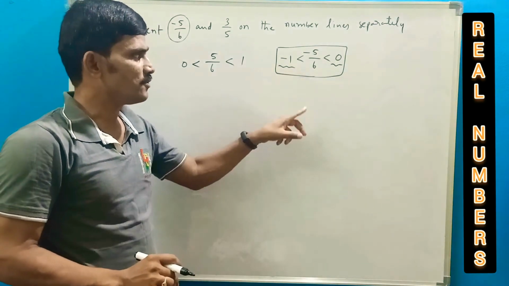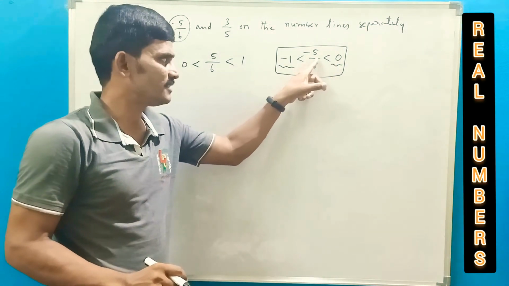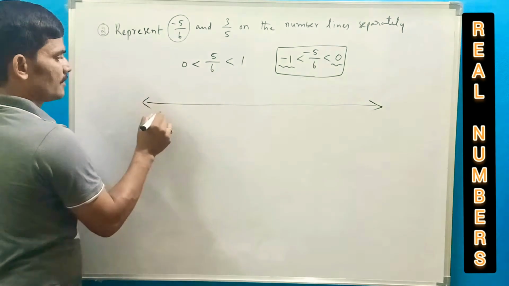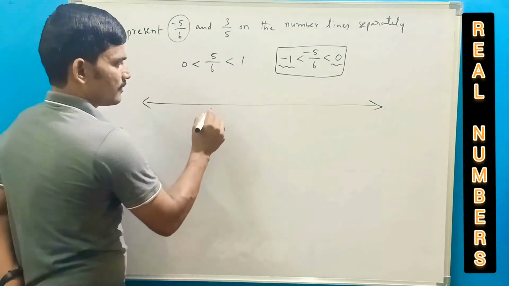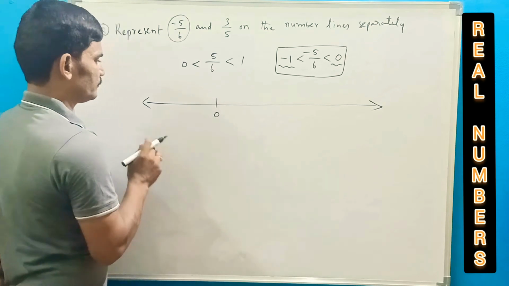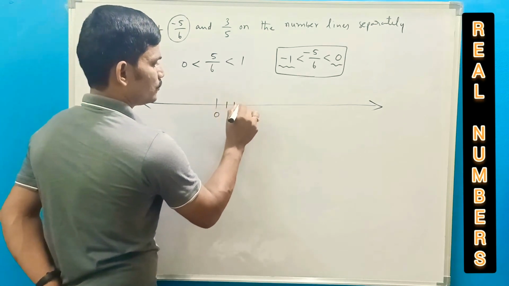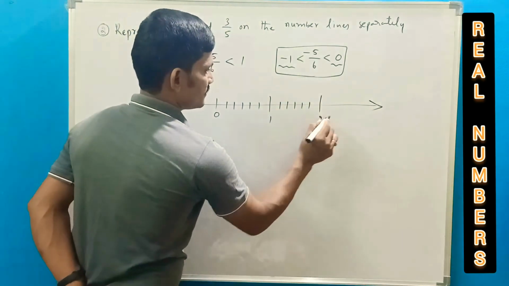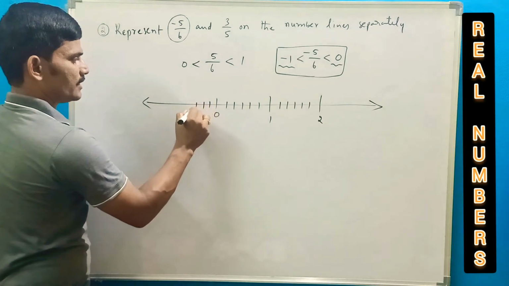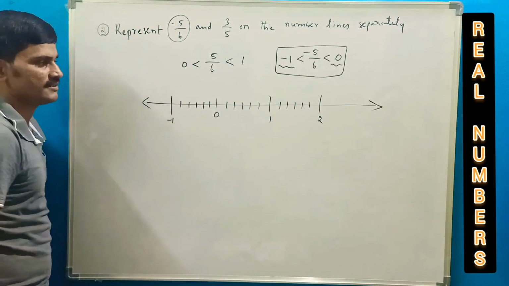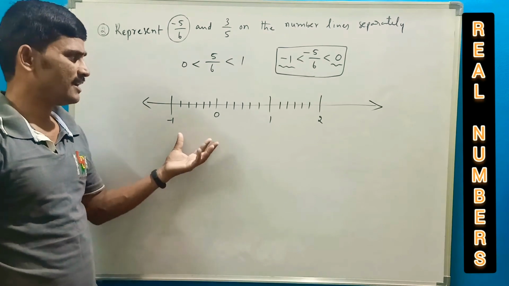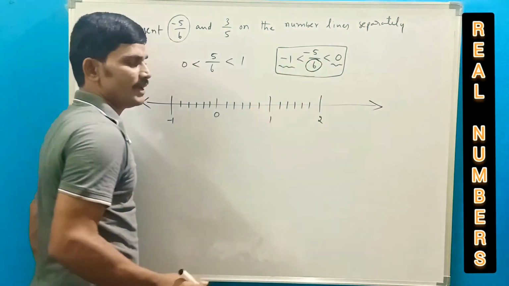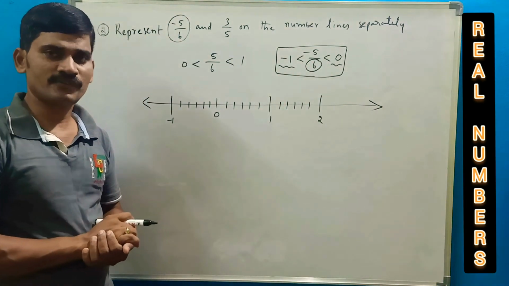Thereafter, you have to divide this unit into 6 equal parts. So let me take the line and let it be 0 and 1, 2, 3, 4, 5, 6. This is 1. 1, 2, 3, 4, 5, 6. This is 2. 1, 2, 3, 4, 5, 6. This is minus 1. This is how you should make each unit distance into 6 equal parts. This denominator tells you how many subdivisions to make of each unit.